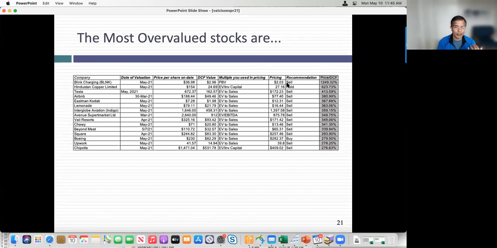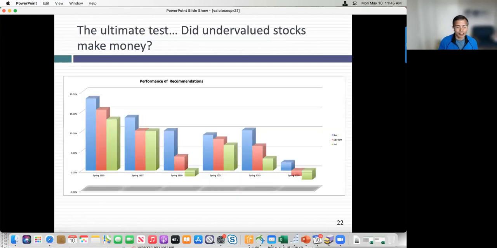So, a list of the 15 most undervalued and 15 most overvalued. I've been teaching this class since the 1980s, and I've kept track of these most undervalued and overvalued stocks. You know why? Just as affirmation. Does this even work, or are we just playing random games? I'll give you some good news and some bad news.